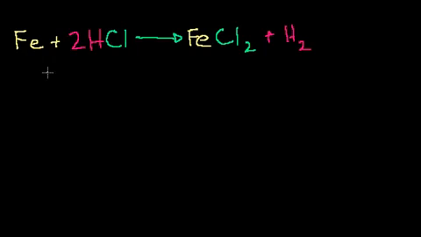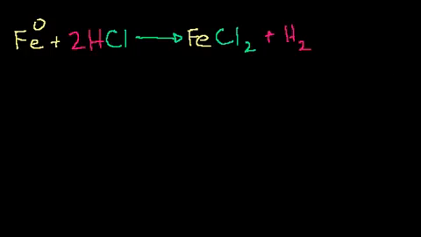So here I have iron plus some hydrochloric acid. Let's say this is in an aqueous solution. And you end up with iron 2 chloride plus some hydrogen. So let's do some oxidation numbers, and I'll do it fast this time. Iron is just by itself. It's got a 0 oxidation state.